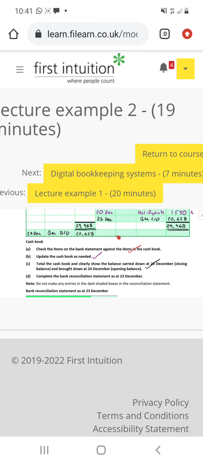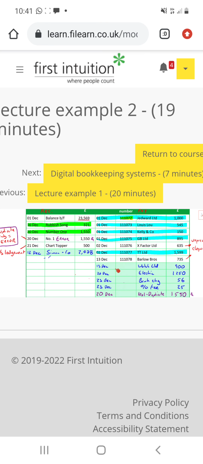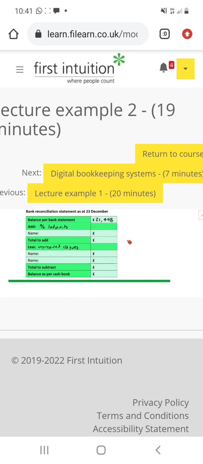Now remember, these are the bits we can find from the cash book, and we'd identified our outstanding lodgement here, Chart Topper. We've identified our unpresented checks from X Factor and Barlow Brothers. So we can now include those in our reconciliation statement. So add on the outstanding lodgement from Chart Topper, just one of them. It's 500 quid. Therefore, the total amount to add on is 500 quid.